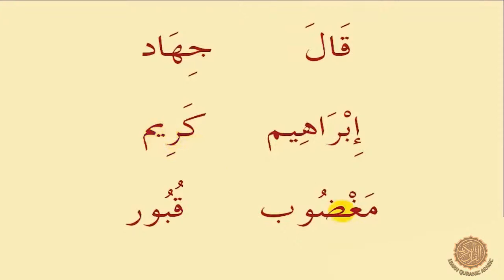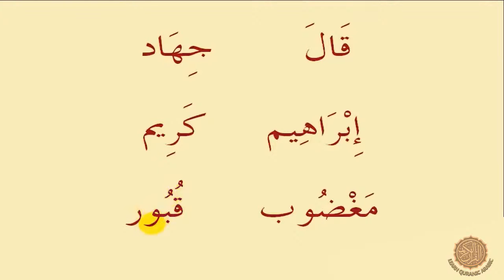Next word, maghdoob. So maghdoob here has a Damma on the dad followed by the wow. So it's an elongation sound. So it's an oo sound. So it's maghdoob. And finally, here, qubur. Qubur. So there's the oo sound again. They have a ba with the Damma followed by the wow. So you can see how the long vowel is formed there.